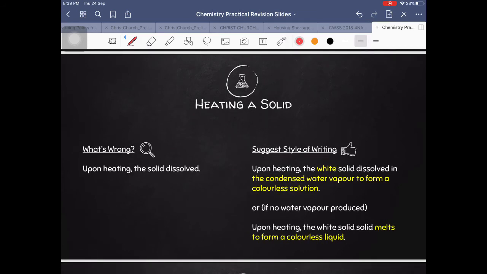The third one: upon heating, the solid dissolves. But this answer is lacking a few more points. A suggested style of writing would be: upon heating, the white solid dissolves in the condensed water vapor to form a colorless solution, or if there's no water vapor being produced, upon heating, the white solid melts to form a colorless liquid.